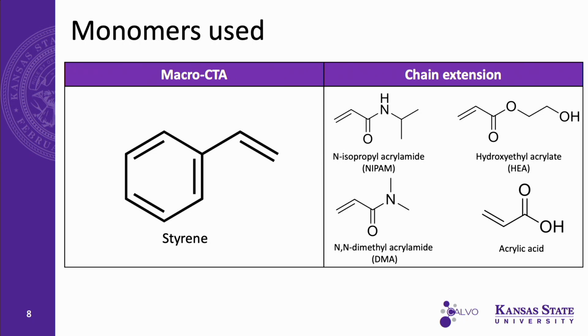These are some of the monomers that we have used. For our macro-CTA, we have used a hydrophobic monomer, styrene, and we have chain extended it with hydrophilic monomers listed here. The reason why we've used both hydrophobic and hydrophilic monomers is so that our final triblock can have an amphiphilic nature, that is a dual nature of both hydrophobic and hydrophilic.